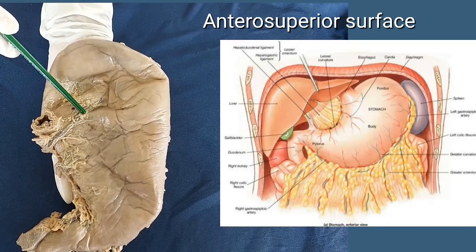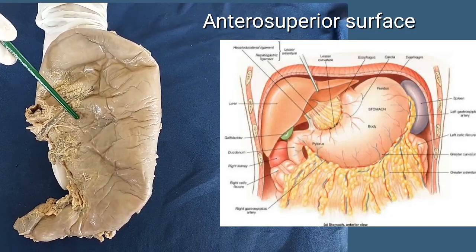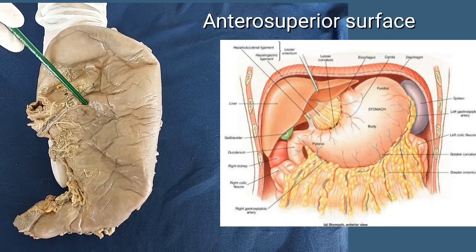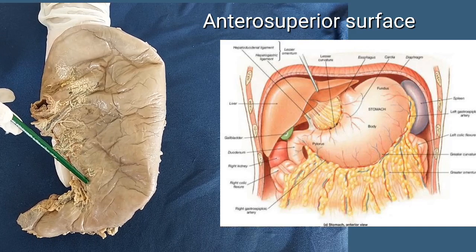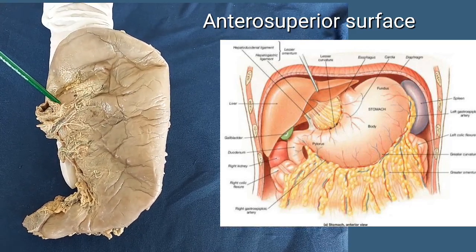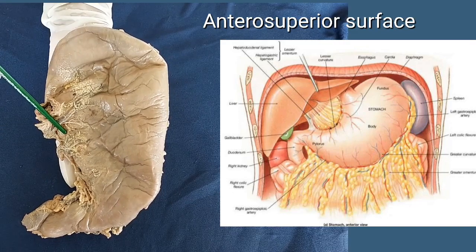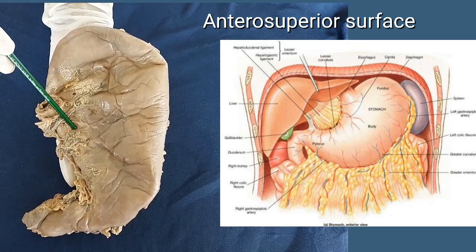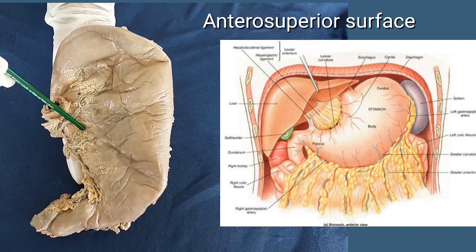Anterior or anterosuperior surface of the stomach: it faces upward and forward, and it is related to many structures. The right part of this surface, extending from the cardiac orifice to the pyloric orifice, including the lesser curvature, is related to the left lobe of the liver and the quadrate lobe of the liver.